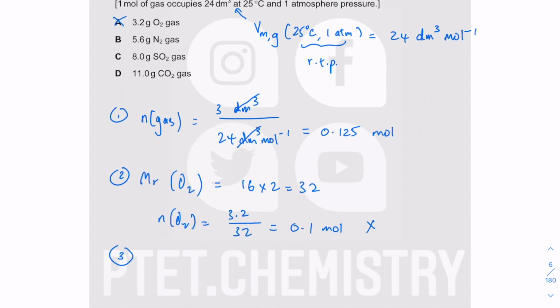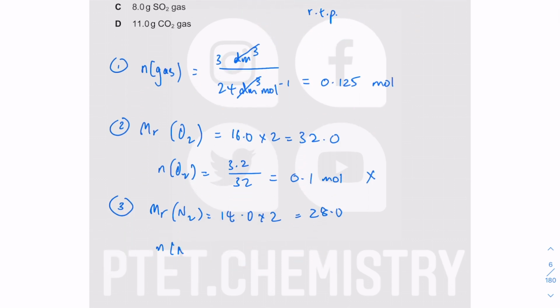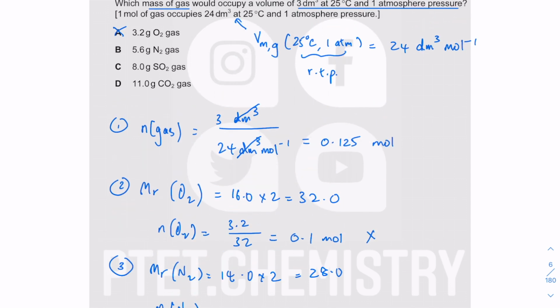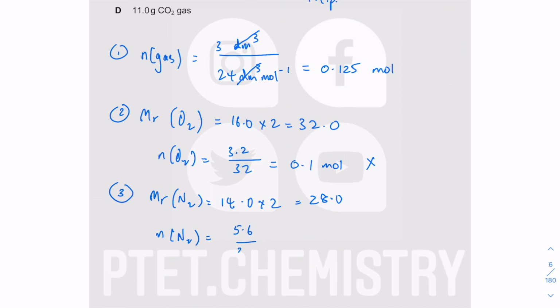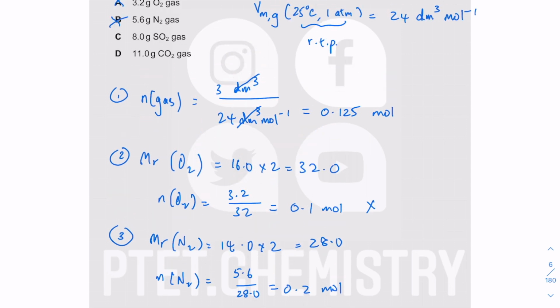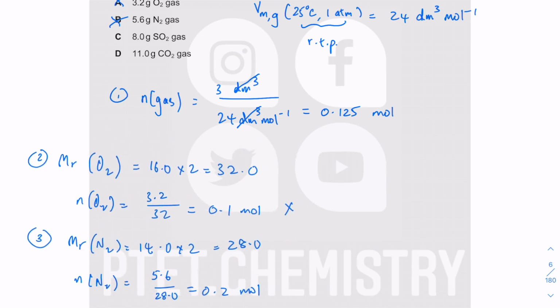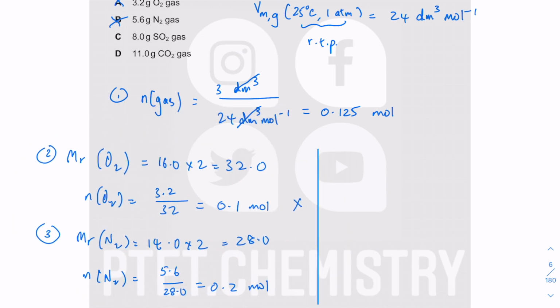How about B? So I have the molar mass of N2, which is 14.0 times 2. By right, I should have used 16.0 because that is your periodic table for A levels. So 28.0, just to be consistent with the decimal place as shown. So how much mass we have? 5.6 gram. So there's 5.6 over 28.0. That is 0.2 mole, and that is not 0.125, so that is not what we're looking for. If I continue this here, I should just continue it side by side so that it's easier to follow.